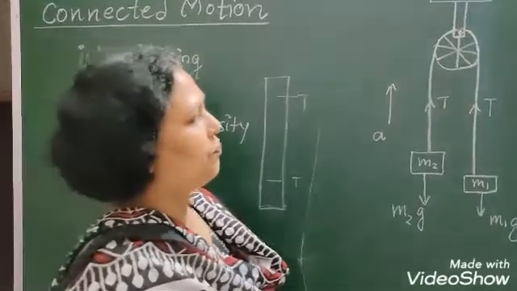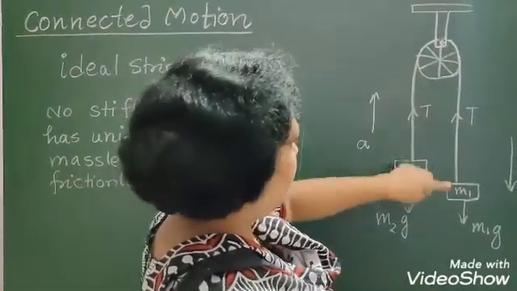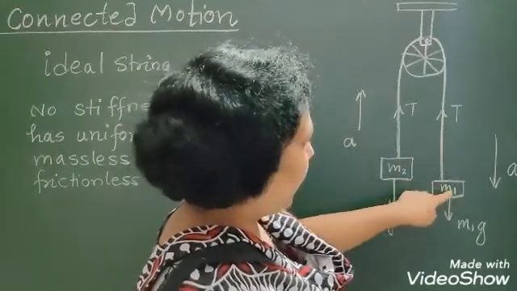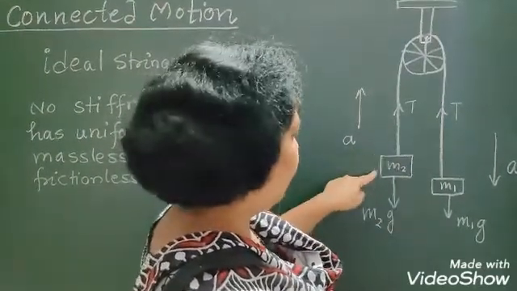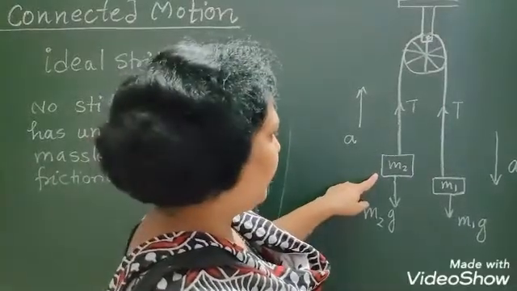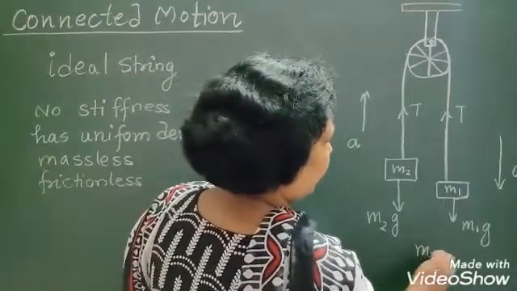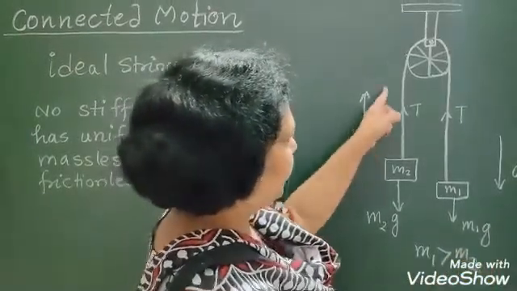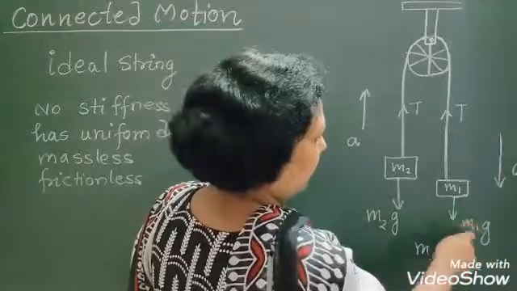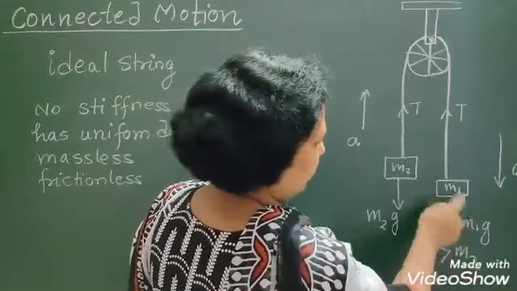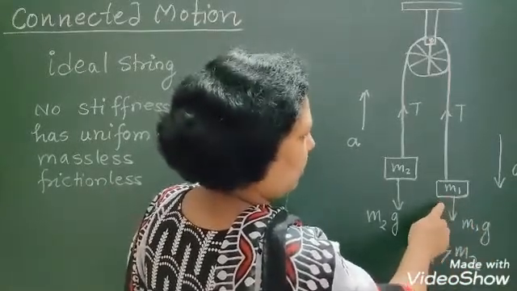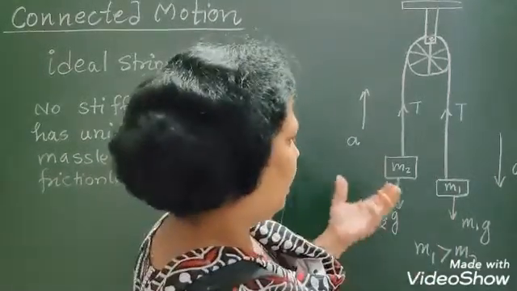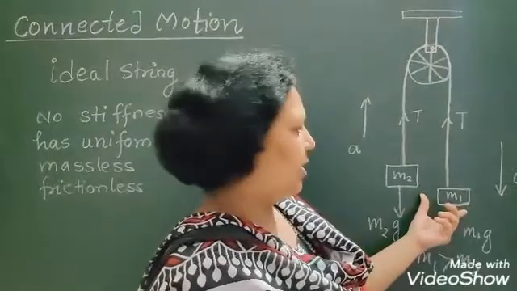You can see here one pulley is there in which a string is kept in this way. On one end a mass m1 and on the other end the mass m2 is attached, and m1 is greater than m2 here. So you will find that the acceleration is produced in this direction. That means where the weight is large, m1 is heavy and m2 is light here. So wherever the heavy weight is attached, there the acceleration will be produced.